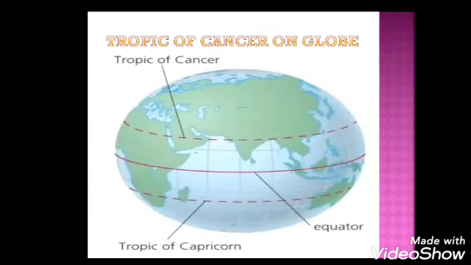If we have a look at the Tropic of Cancer on the globe, this is the picture which represents the globe. The top line is known as the Tropic of Cancer. The middle line is the equator and the bottom line is the Tropic of Capricorn. In the picture, you can see how the Tropic of Cancer is passing through India and dividing it into 2 equal parts.